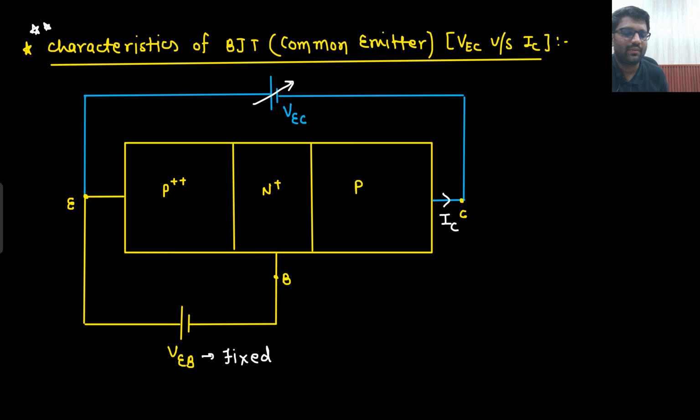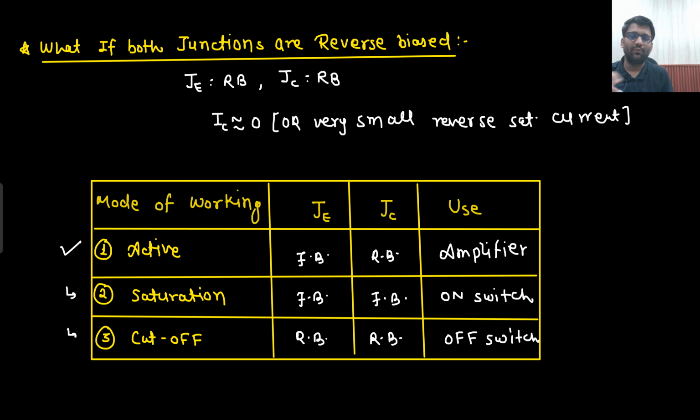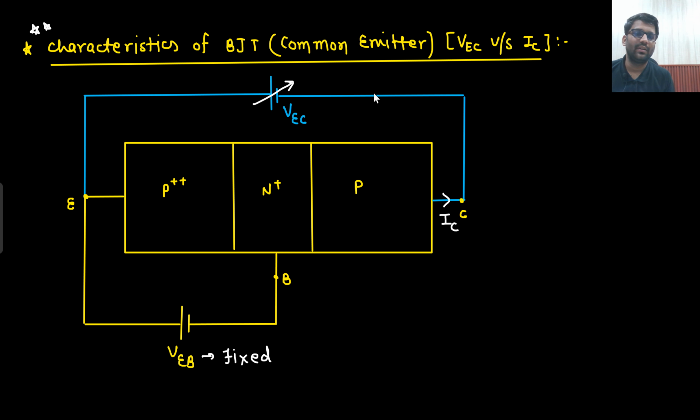Let's go to our next topic. Till this point, whatever we discussed was the setup of this particular topic. What is this topic? This topic is the characteristics of a BJT. We will take the case of common emitter. That means we will define all our potentials with respect to the emitter. That means the emitter will be grounded. Now I know one thing, that I want to make it forward biased.